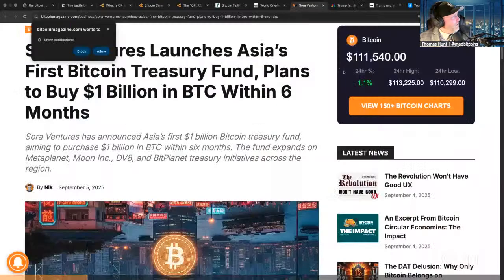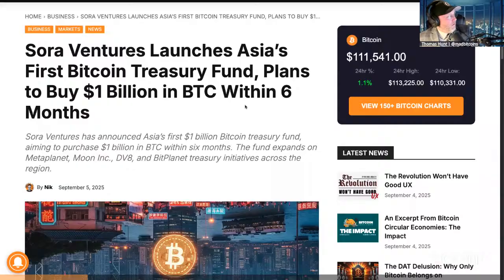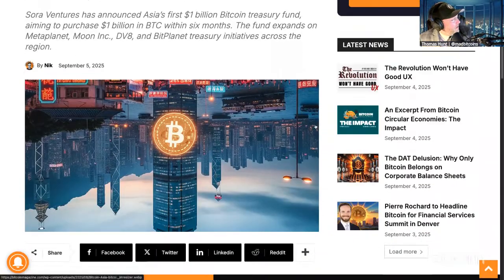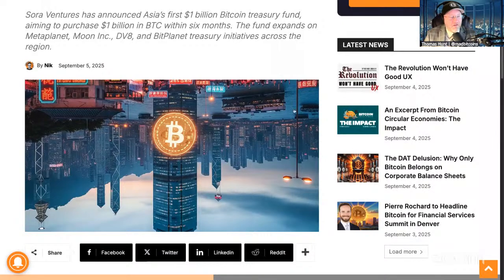Moving on to issue 3. Sora Ventures launches Asia's first Bitcoin Treasury fund, plans to buy $1 billion in Bitcoin within 6 months. We continue to see this expansion of Bitcoin Treasury companies with MetaPlanet, Moon Incorporated, DV8, and BitPlanet Treasury initiatives also taking off across the Asian region. I guess I'll go to me on this one. Thomas Hunt, what do you think about Asia launching Bitcoin funds?